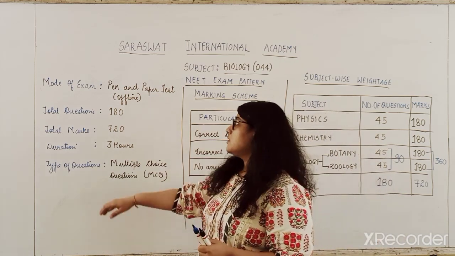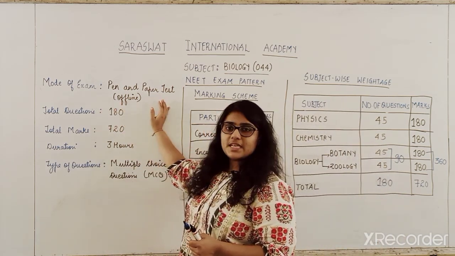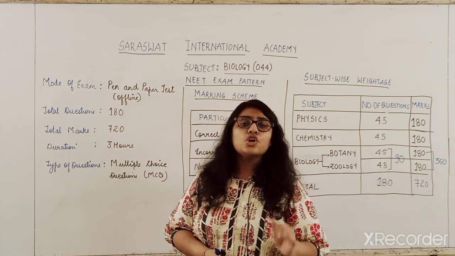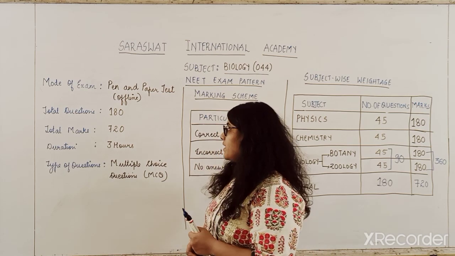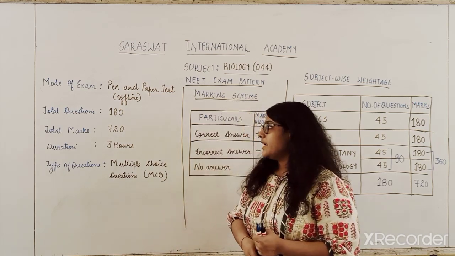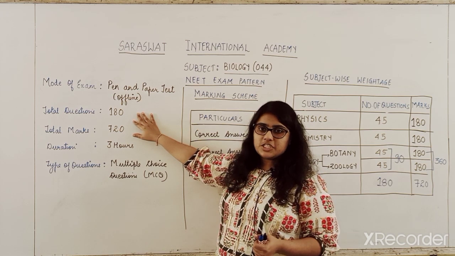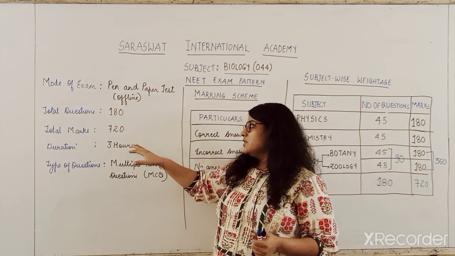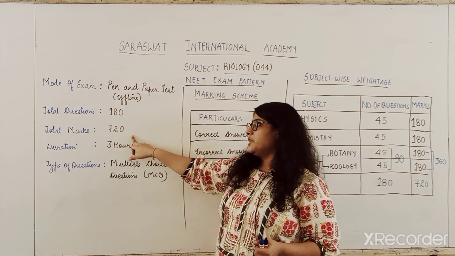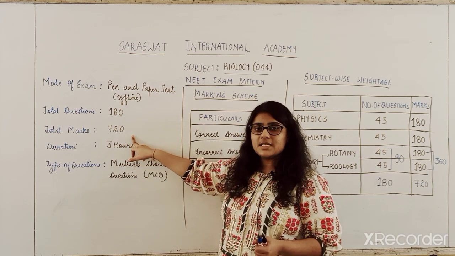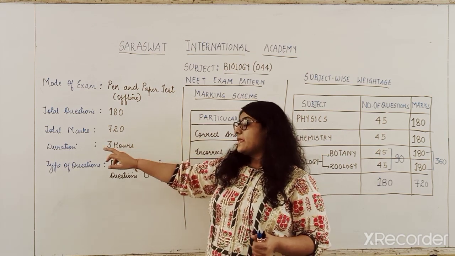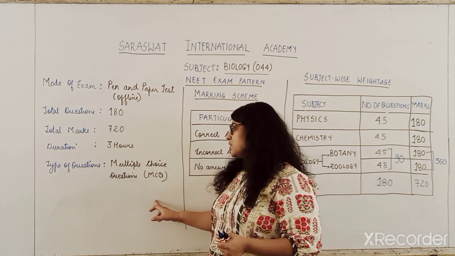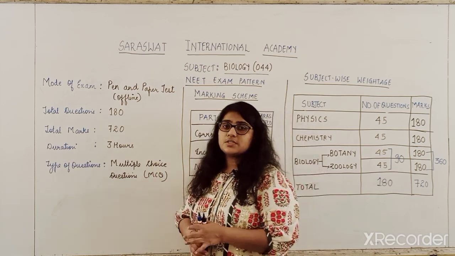So first of all, the mode of the exam. The mode of the exam is a pen and paper based exam. It is an offline exam. NEET is not conducted online. It is an offline exam. Okay. Total 180 questions will be there, and each question is of 4 marks. So the total for this examination is 720 marks. Okay, the duration of the examination is 3 hours, and the type of the questions are multiple choice questions.